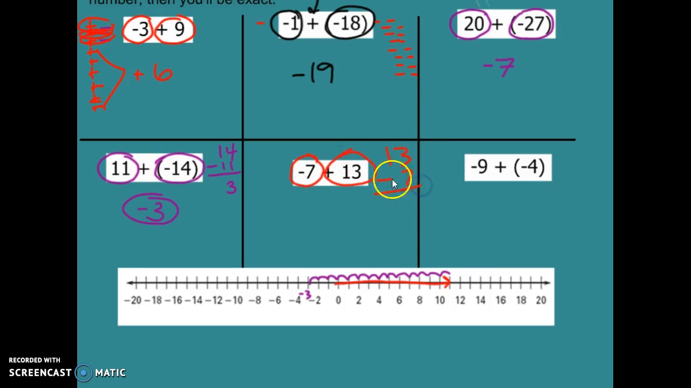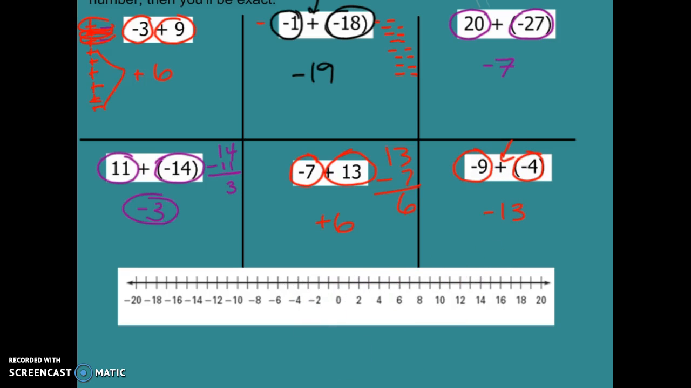This one, negative 7 and a positive 13, different sign, subtract. 13 minus 7 should give us 6, and they're more positive, so it's a positive. And our last one, negative 9 combined with a negative 4, same sign, add and keep. 9 plus 4 is 13, and keep the negative sign.